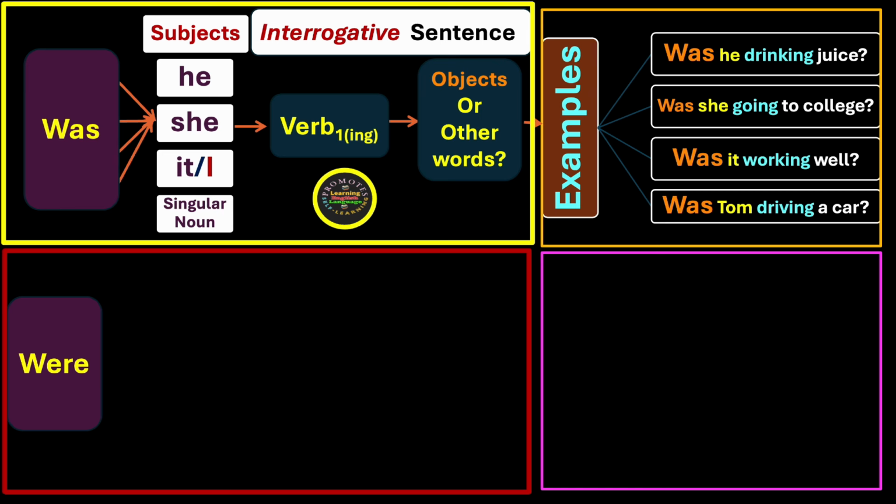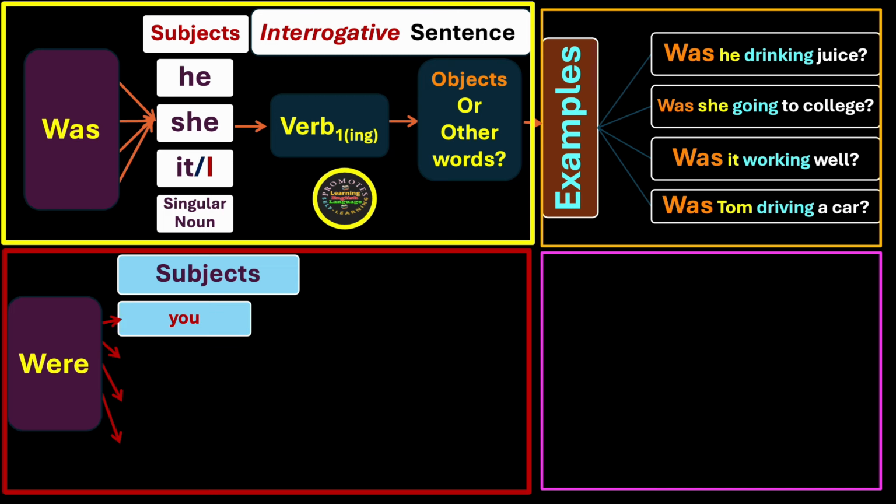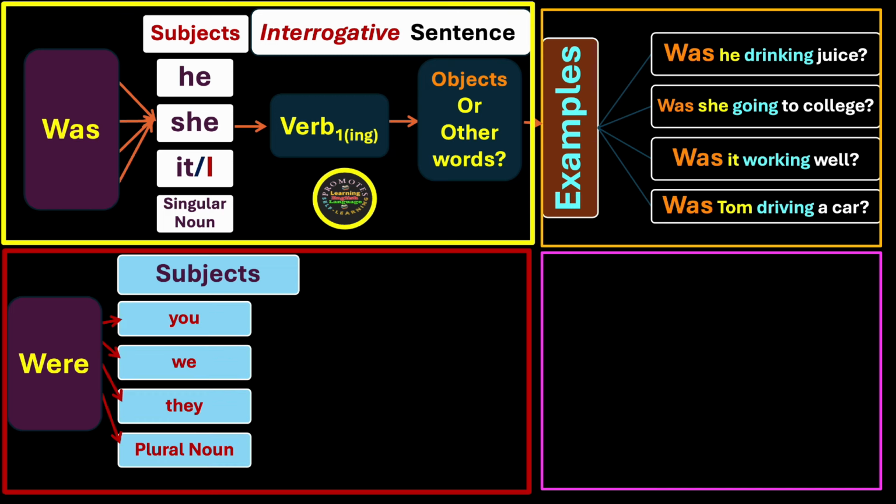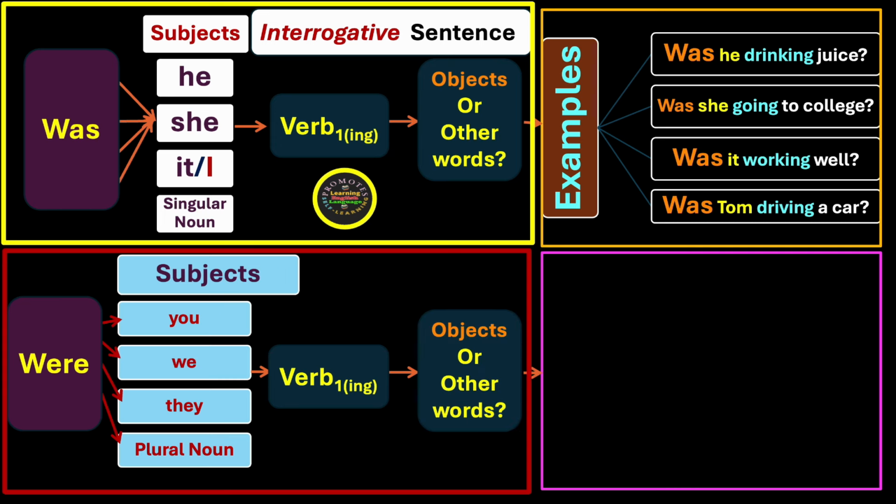Helping verb were comes first with a W as capital. And then we have subjects, and we write subject with a small letter like you, we, they, and plural noun. And then we have the first form of the verb with ing, and then we have objects or other words.